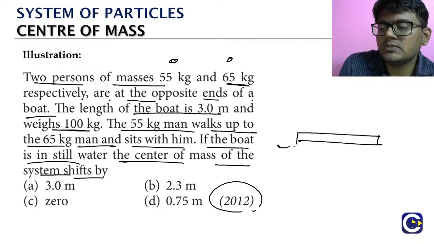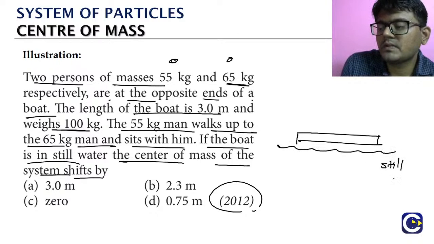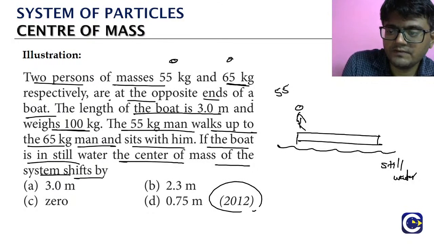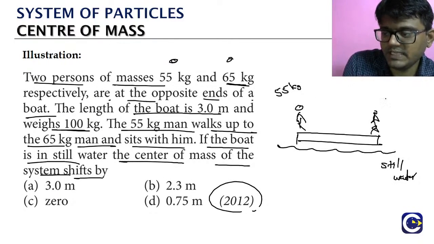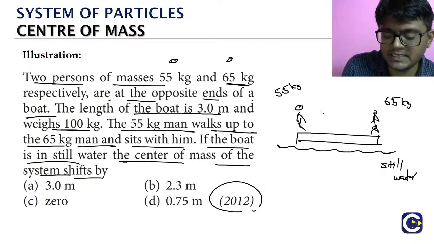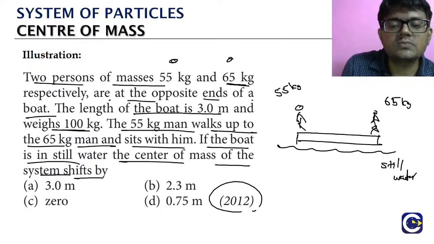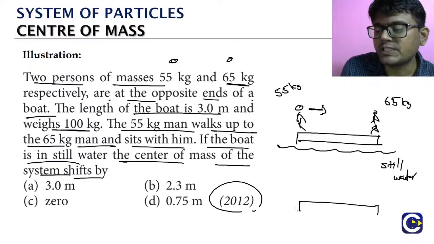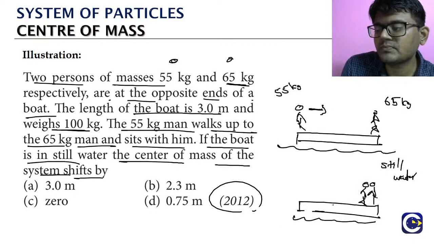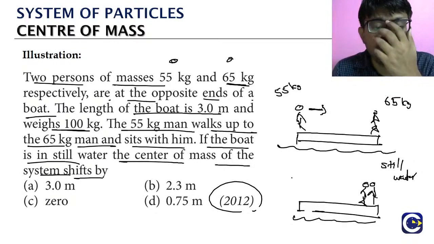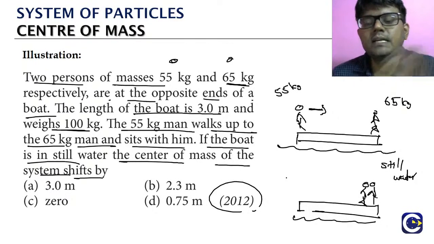Is a boat. Okay. So there is still water. Okay. So this is the 55 kg person. Then the 65 kg person. So what is happening? The 55 kg person is walking up to the 65. He is walking up to the 65. Okay. So walk pannittu, this is the final situation. Final situation both are at the same point. Okay. They are asking by how much the center of mass will be shifting. Question is by how much the center of mass is actually shifting.